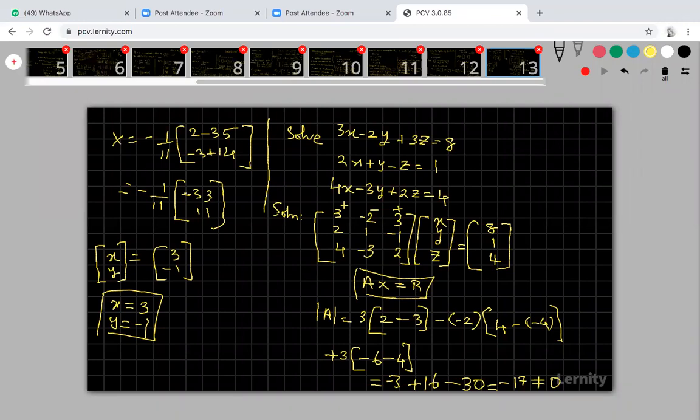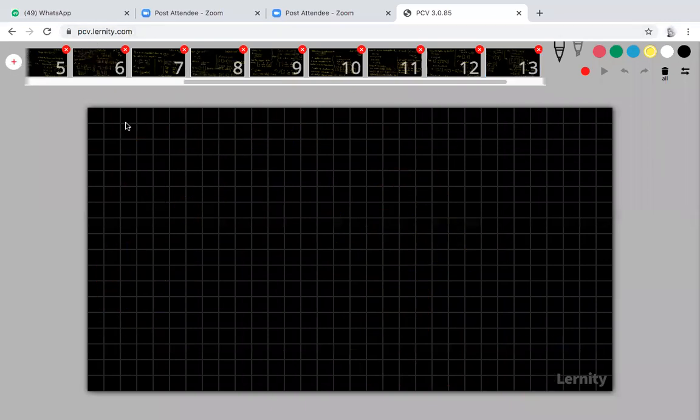Right, so here the determinant is not equal to 0. Not equal to 0 means you will get a unique solution. Unique solution means you go for x is equal to A inverse B. Find A inverse. What is the formula? That is x is equal to A inverse B.